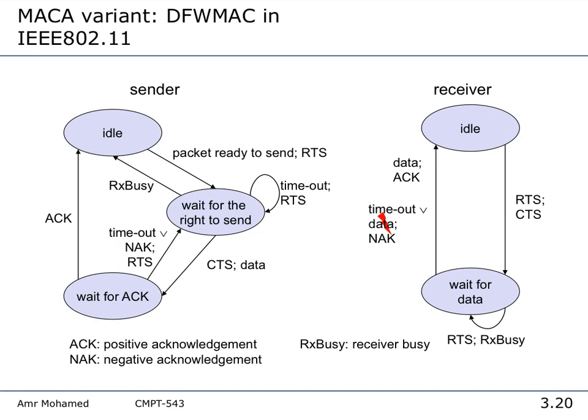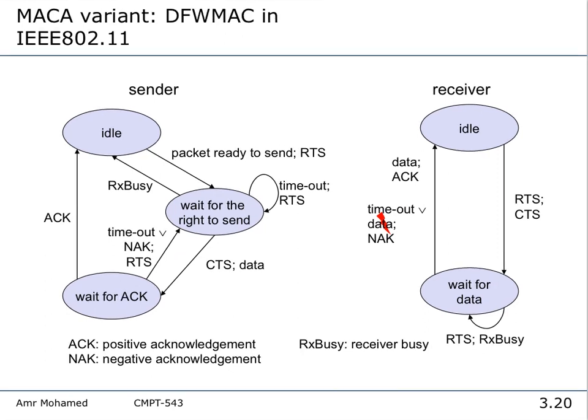So this is basically the finite state machine that corresponds to the sender and the receiver for the case when we use RTS, CTS. So basically, when the sender starts to sense the channel, and if the channel is idle, then the first thing we do is that we send RTS.